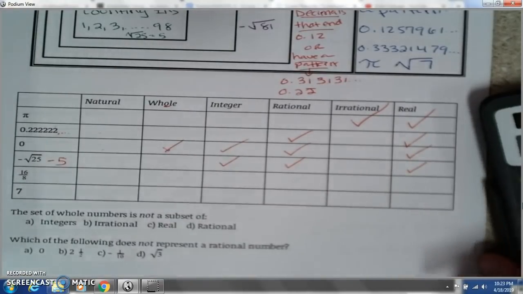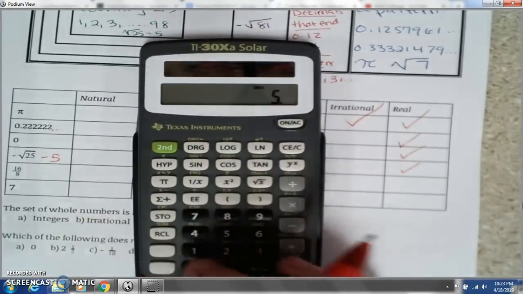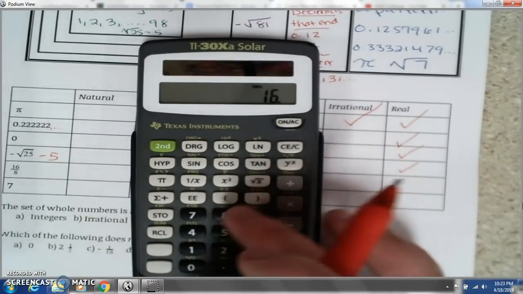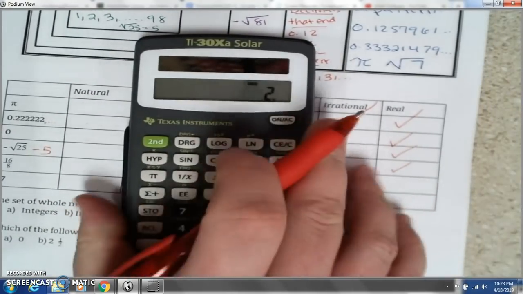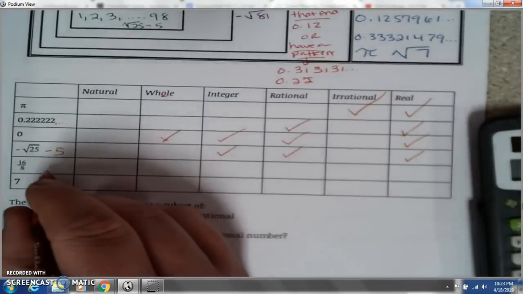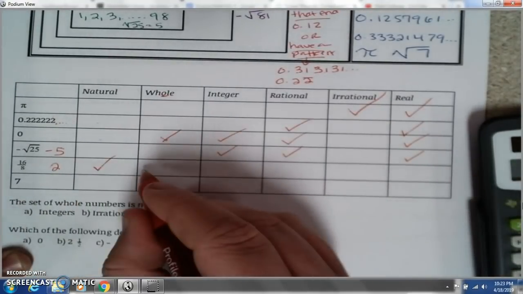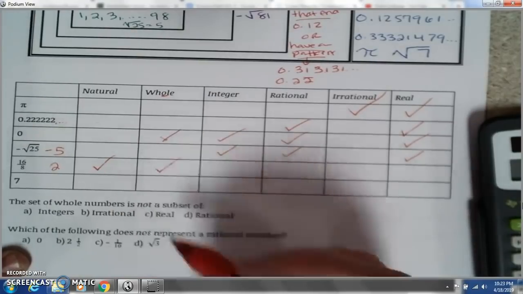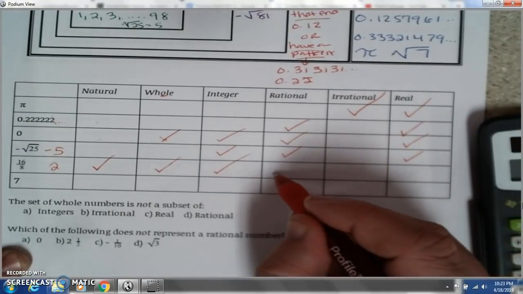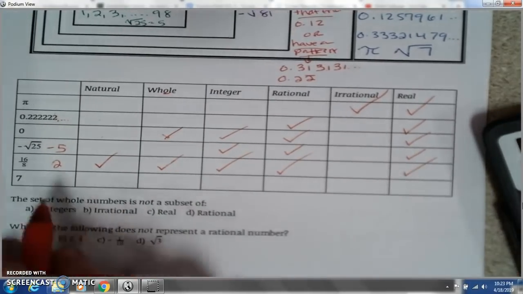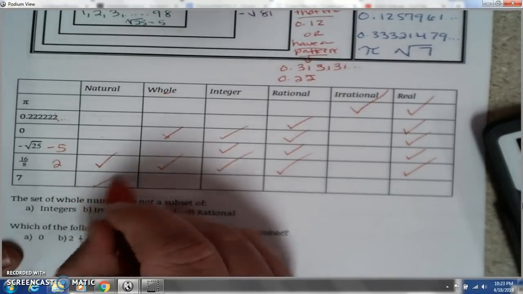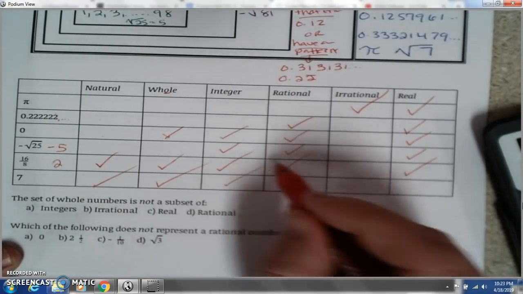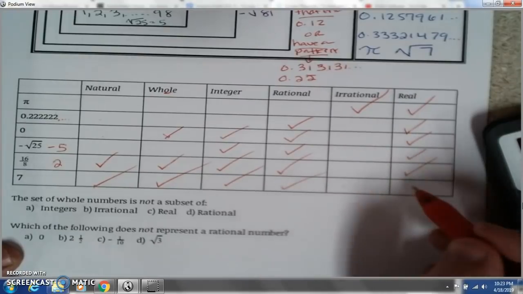16 divided by 8, so a fraction is division. 16 divided by 8 gives me 2. 2 is a counting number, so it's natural. It's whole because it's 0 or bigger. It's an integer, it's rational, and it's real. 7, it's a counting number, so it's natural, whole, integer, rational, and real.